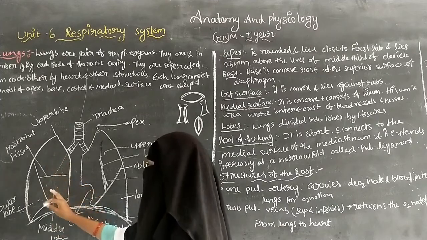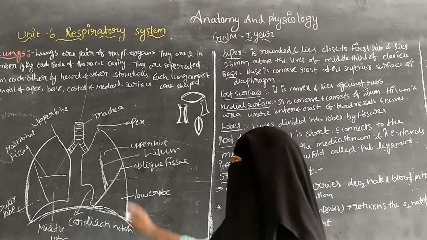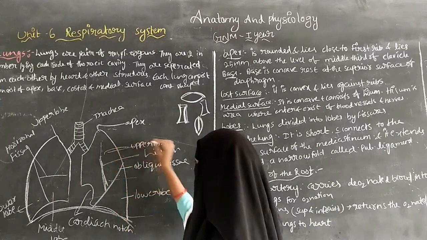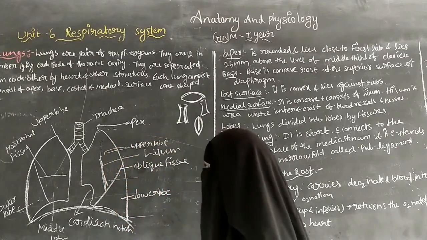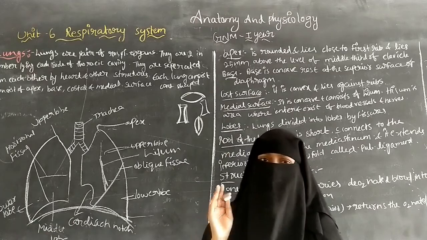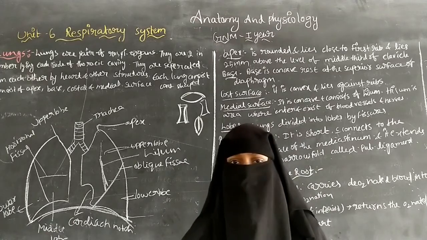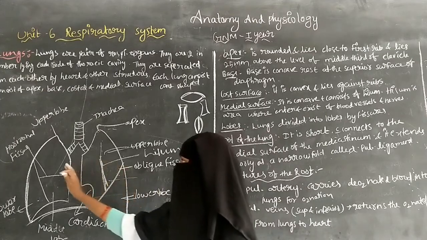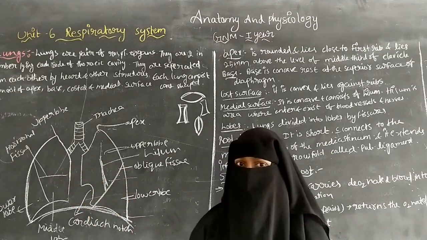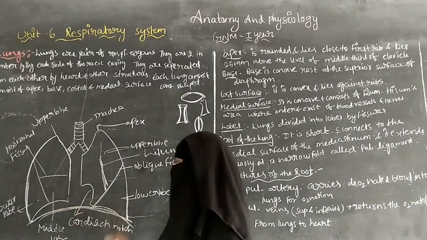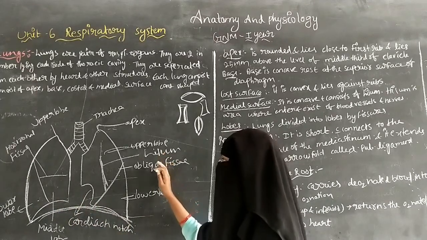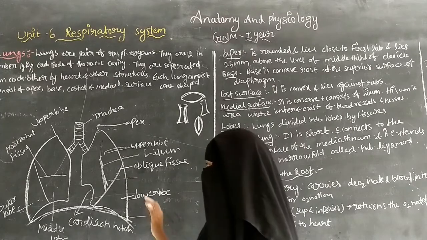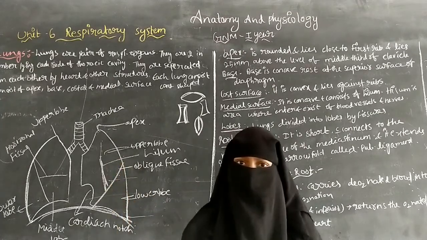So the right lung consists of 3 lobes and the left lung consists of 2 lobes. The right lung includes the upper lobe, middle lobe and lower lobe. The left lung has the upper lobe and lower lobe, only 2 lobes. The lobes are divided by the fissures.